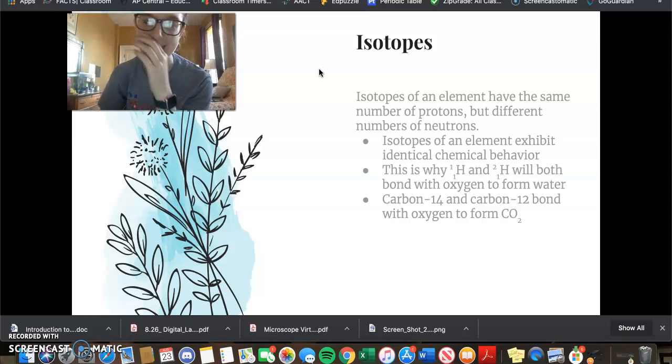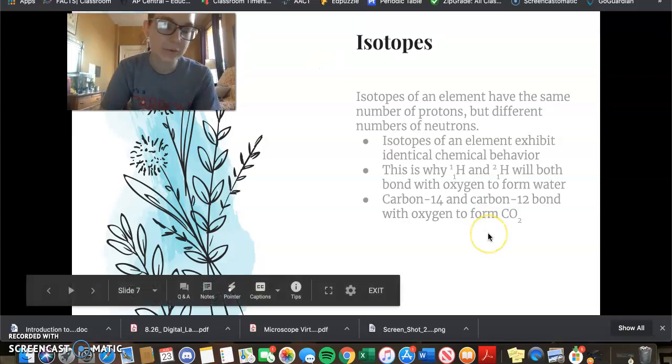We'll get into that. Same with carbon. For carbon dioxide, carbon-14 and carbon-12 are both present in carbon dioxide. One doesn't make up carbon dioxide exclusively, and the other won't, because isotopes behave the same.